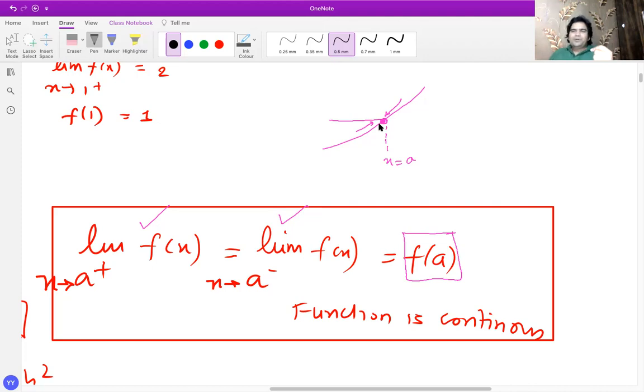So it's really important that your left hand limit, right hand limit, and the exact y value are the same at that point x equals a. Only then will we call the function continuous. So let's take some examples in order to make this concept more evident.